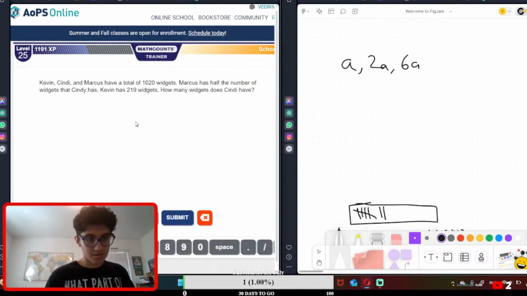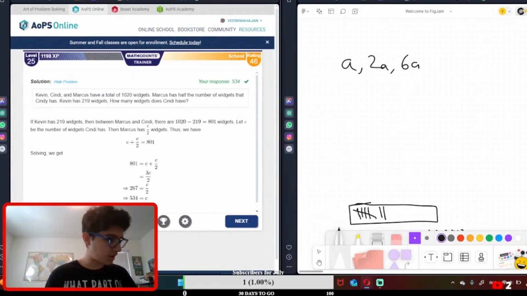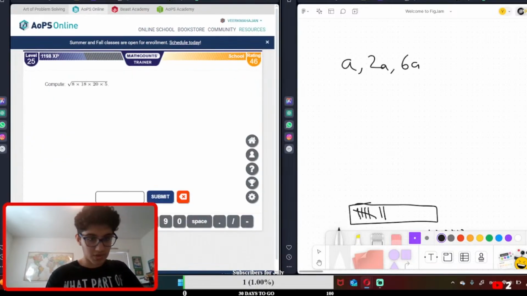Okay, correct. So I have a total of 1020 widgets. He has half. Kevin has 290, which leaves you with whatever. What is it? 801. He has half the number that Cindy has. So Cindy will have 2/3 of the 801, which will just be what, 300 minus 99, so 267 times 2, which is 534. Okay, good. At least I'm glad I did that in my head.